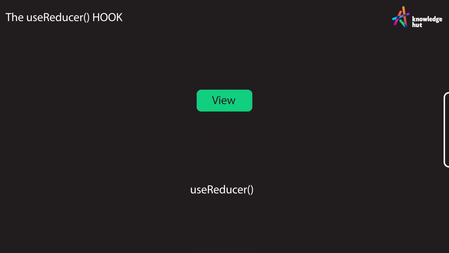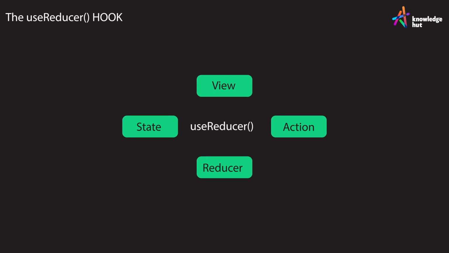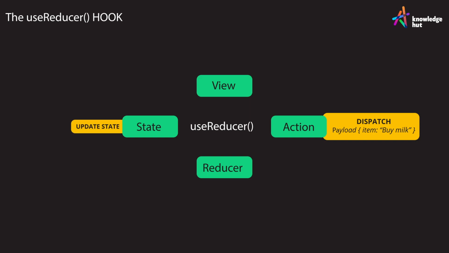Here's what happens when we work with useReducer. The UI, or the view in our equation, dispatches an action. Think of an action as an instruction to do something, such as adding an item to an array. Along with the action, we can attach an optional payload containing the text and data to be added to the array. The reducer function then takes the current state object and the action and returns a new copy of the state with the action applied.